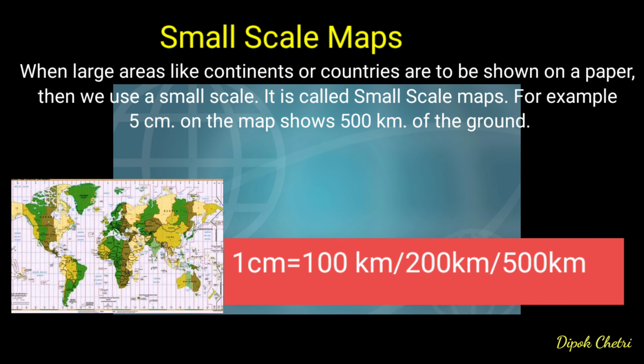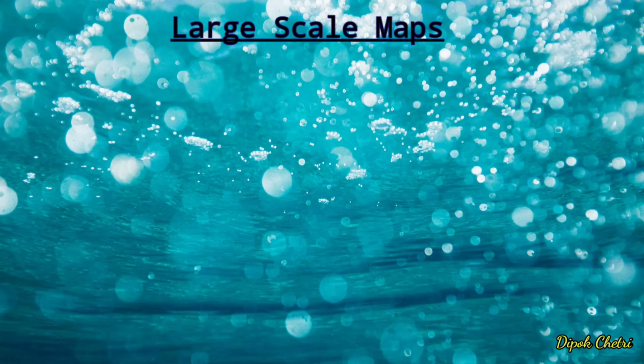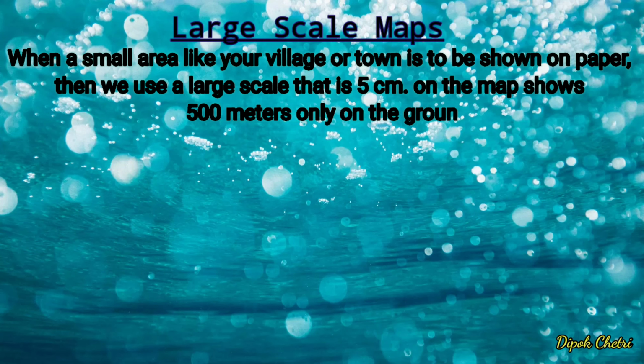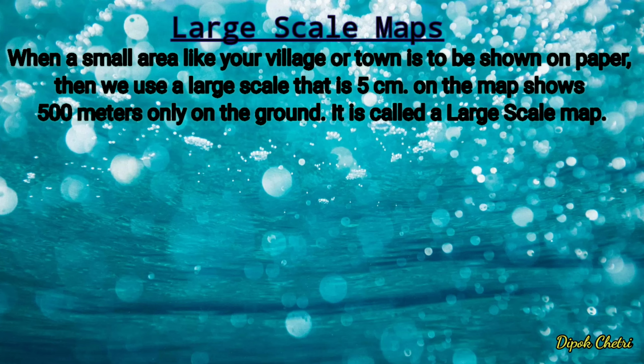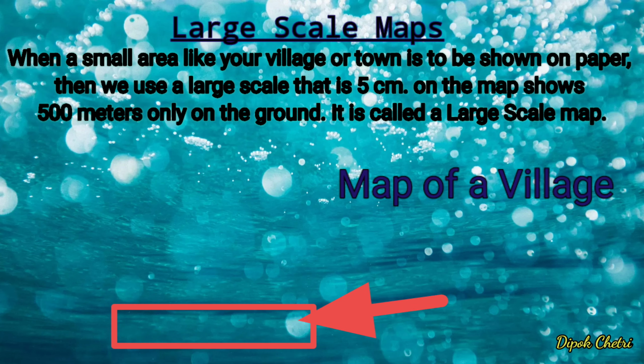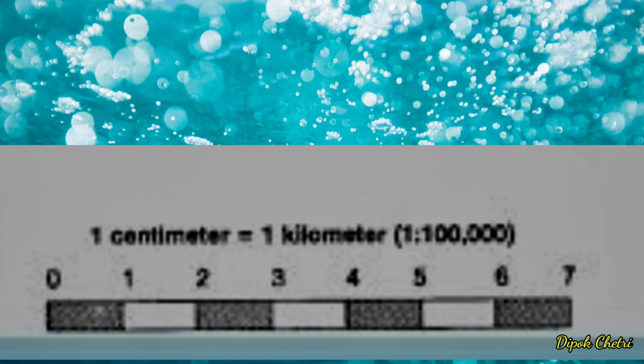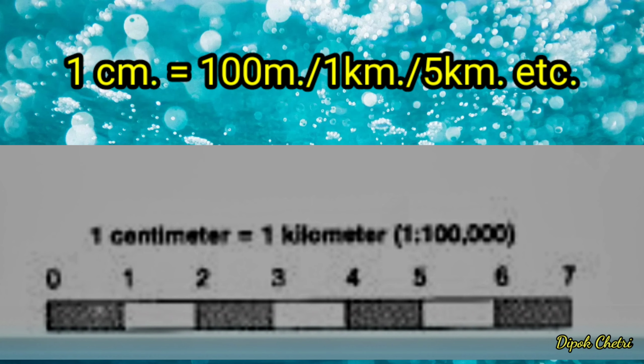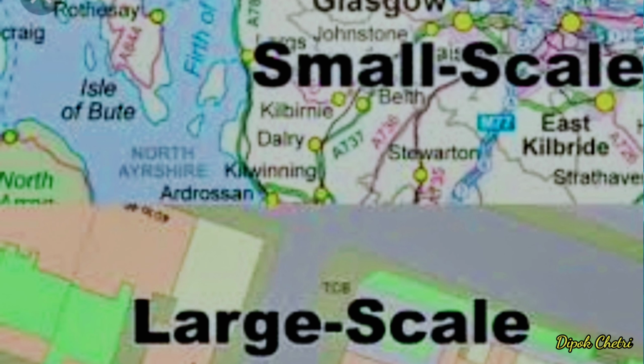of the ground. What is a large-scale map? When a small area such as a village is shown on a map, such a map is called a large-scale map. A map of a neighborhood is another example of a large-scale map. Here 1 centimeter on the map shows 500 meters or 1 kilometer, or 5 kilometers on the ground. A large-scale map gives more details compared to a small-scale map.